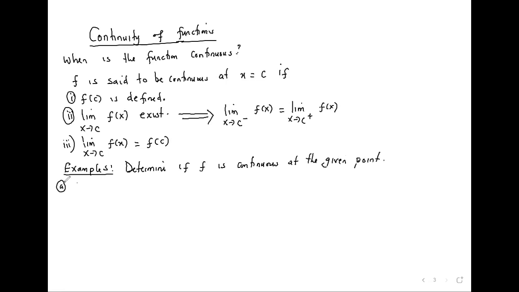f of x is equal to x plus 1 for x greater or equal to 2, 2x minus 1 for 1 less than x less than 2, and x minus 1 for x less or equal to 1, at x is equal to 1 and also at x is equal to 2.